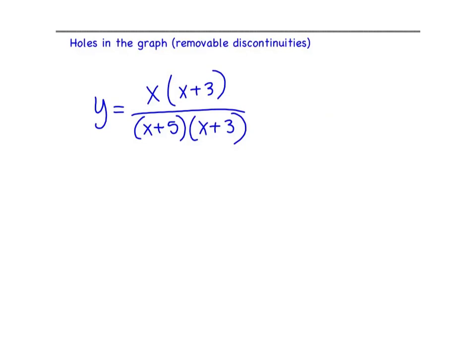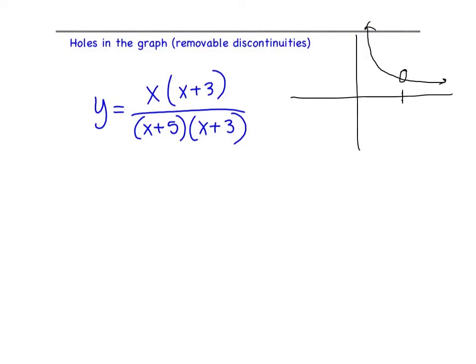One other possibility is a hole in the graph. A hole in the graph would look like something like this, where I had the graph, but at x equals some number, there would not be a value there. It would be a hole, and that's how you would graph something like that.